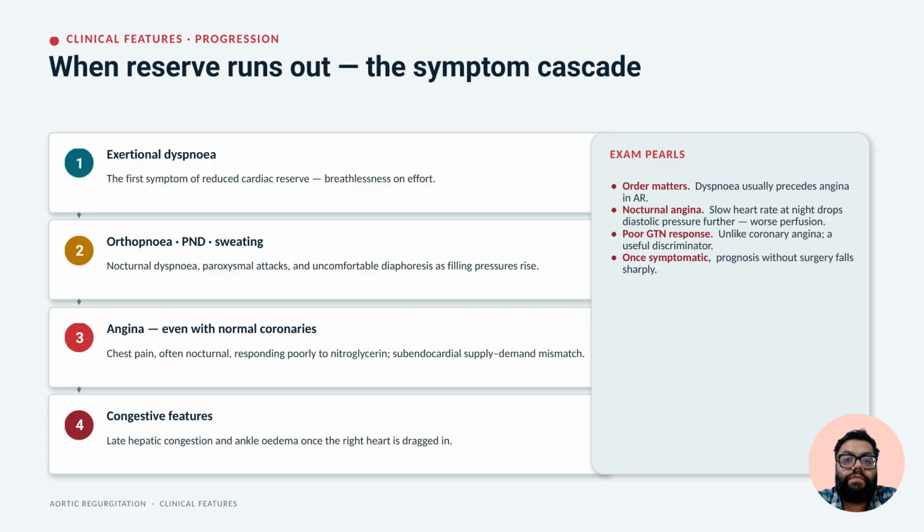Why nocturnal? Because the heart rate slows in sleep, diastole lengthens, aortic diastolic pressure falls even lower, and subendocardial perfusion suffers most just when you would expect rest to help. Finally, the right heart is dragged in and you see hepatic congestion and ankle swelling. The headline for the exam and the clinic is simple. The appearance of symptoms is an ominous turning point that pushes the conversation firmly towards surgery.